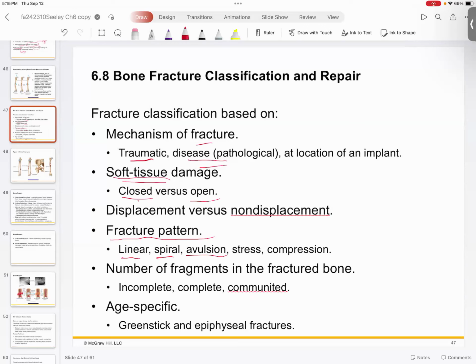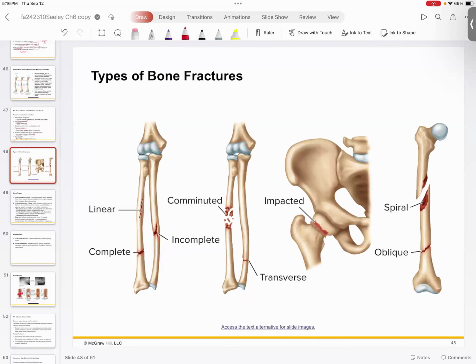We can also categorize this by the number of fragments. For instance, if it's an incomplete fracture or a complete fracture or a comminuted fracture. So this is just basically how many fragments of the fractured bone there are. Or age specific, right? So for instance, greenstick would be one type of age-related fracture. Epiphyseal fractures would be associated with the epiphyseal line fracture. So there's different types of age-related fractures.